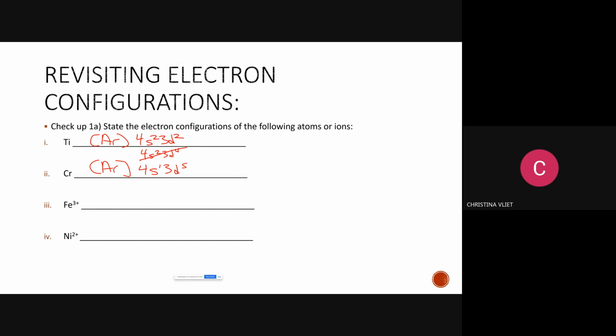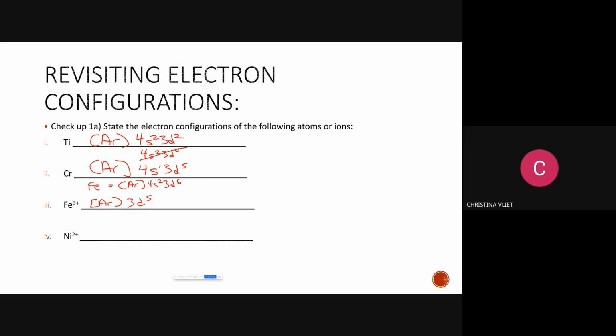So iron 3+. What's regular iron? Argon, 4s2, 3d6. So iron 3+ would be argon. Take away the 2 from the 4s first because it's the farthest away. It's the valence shell. And then how many do we take away from d? 1. So it's just 3d5. And you can write the 4s0, but you don't have to.